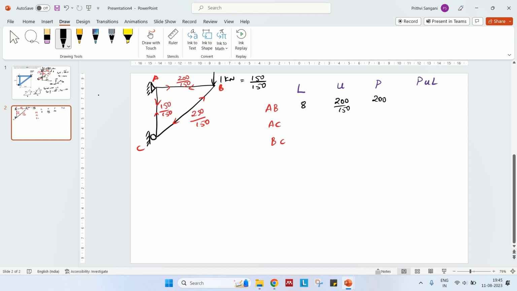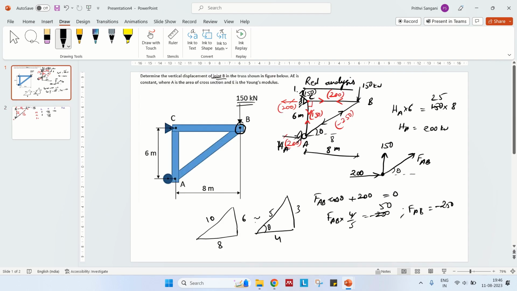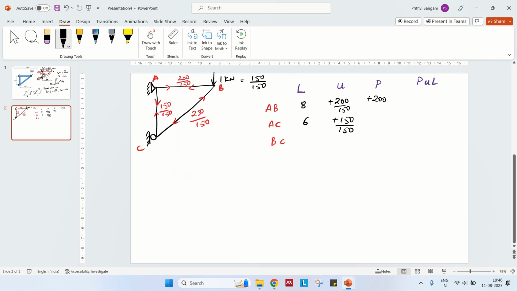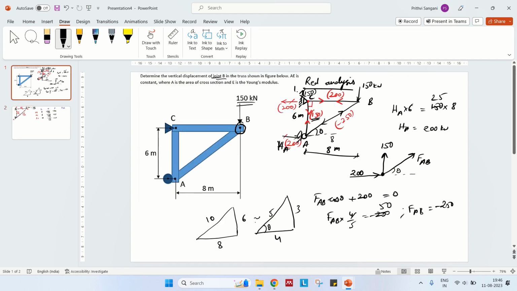What about AC? Length of AC is 6 meters. What about U? 150 by 150. You can see here this is in tension, so positive, positive, positive. What about P? P is 150 in tension. What about BC? Length of BC is 10. This is 8, this is 6, so this will be 10. What about U? U is minus 250 by 150. What about P? P is again minus 250.